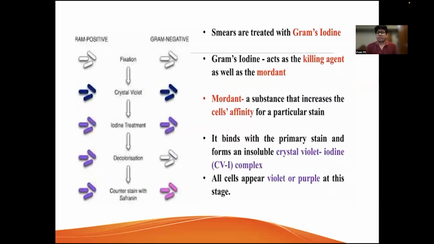After this, we treat it with gram's iodine, and gram's iodine acts as a killing agent as well as a mordant. It means it increases the affinity between the crystal violet and the cell. And it will form a complex. The complex is the crystal violet iodine complex. It is known as the CVI complex. So after this, all cells appear violet or purple at this stage.